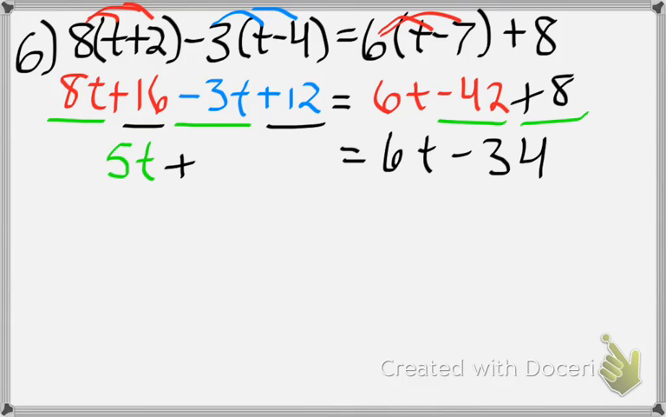16 plus 12 is 28. So we have 5t plus 28 equals 6t minus 34. Let me rewrite that a little bit neater. Okay, so now we have an equation with a variable on both sides.